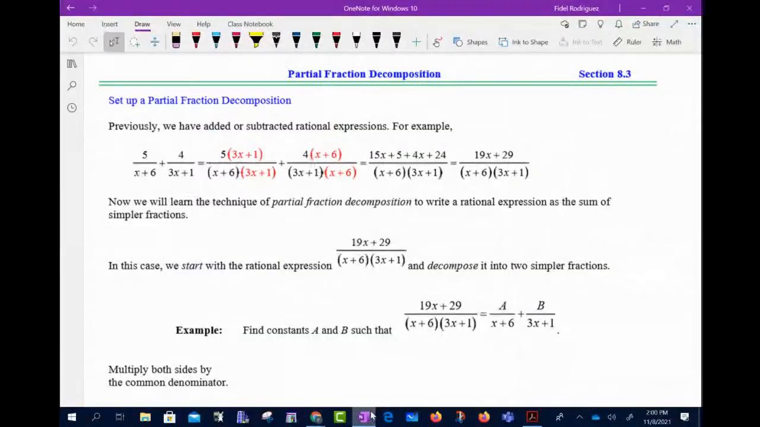Here we go. Okay. So y'all, today I'm going to cover 8.3. It talks about the stuff called partial fraction decomposition. I'll explain what that means as we go through stuff. What I'm doing today, y'all, is not on the test, okay?